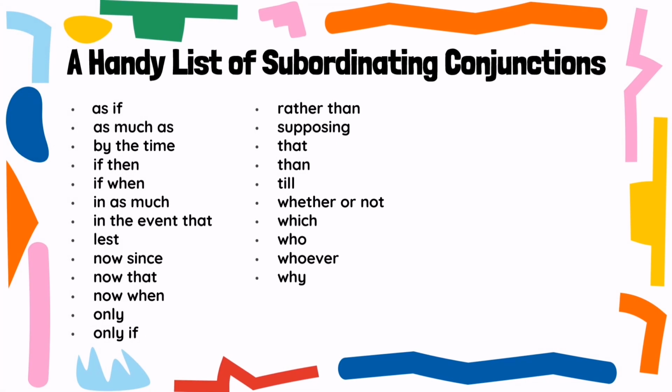Okay, so nabigay ko na yung mga common subordinating conjunctions. Here are additional subordinating conjunctions. We have as if, as much as, by the time, if then, if when, in as much, in that event that, less, now since, now that, now when, only if, rather than, supposing that, than, till, whether or not, which, who, whoever, why.